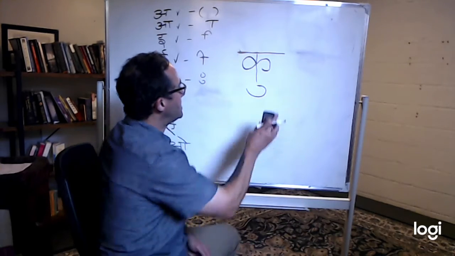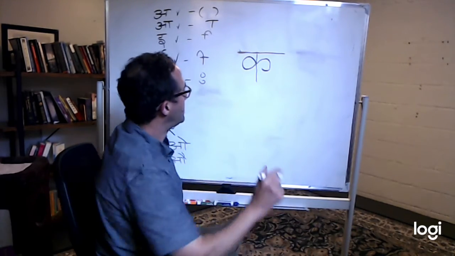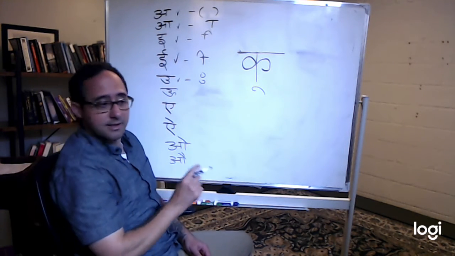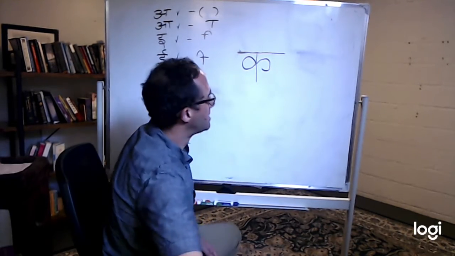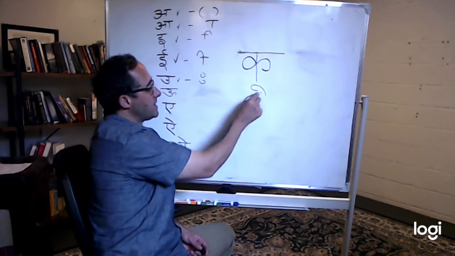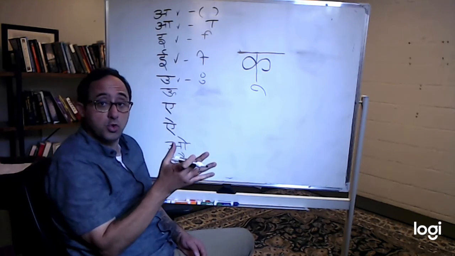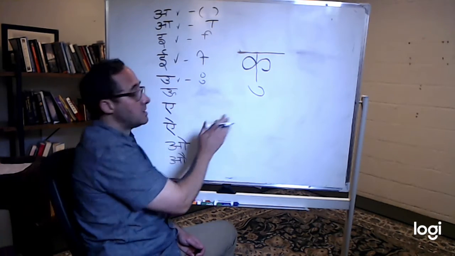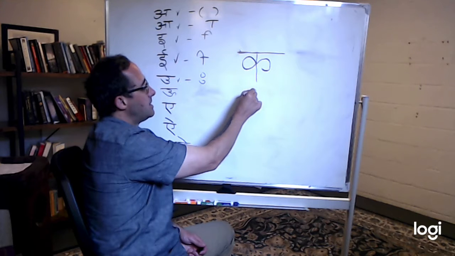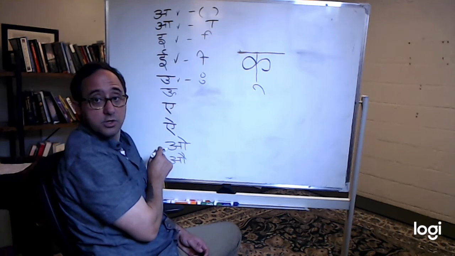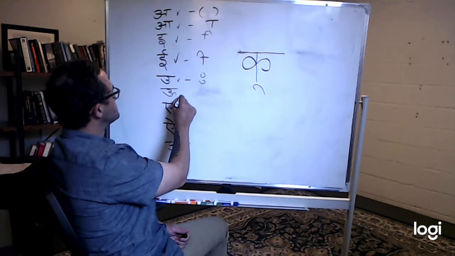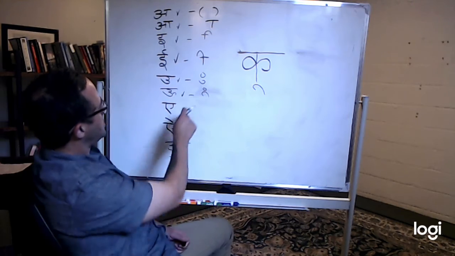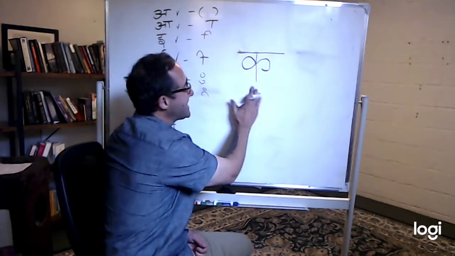How do I make the ku? I go the opposite direction. I start here, and I go like that. Do it again. Start here, and I'm going to go over it like that. That's a ku. What does the ku look like? Start here, and I go down and around. Ku starts here and goes over. Ku.